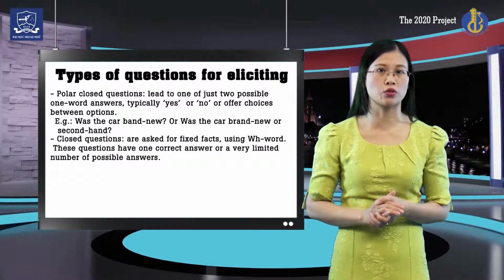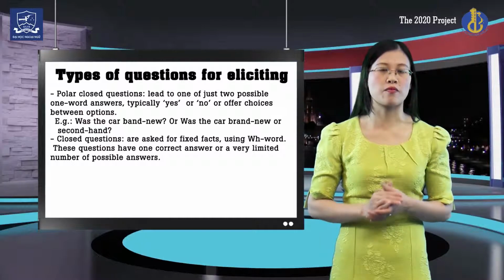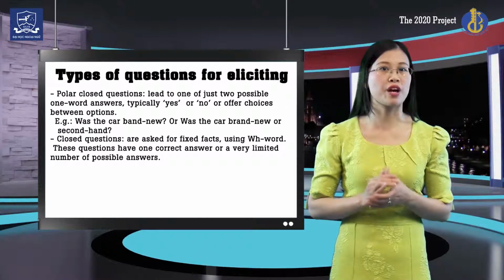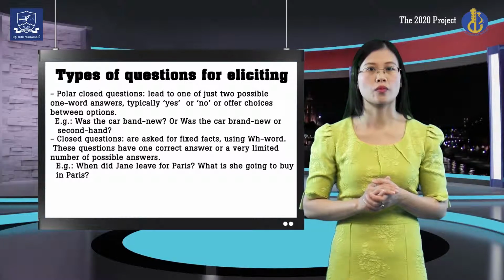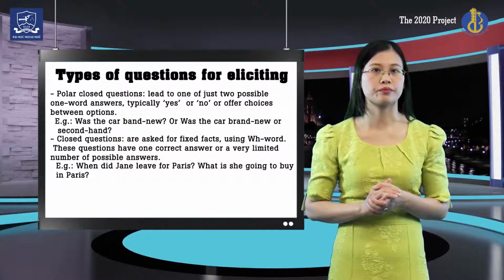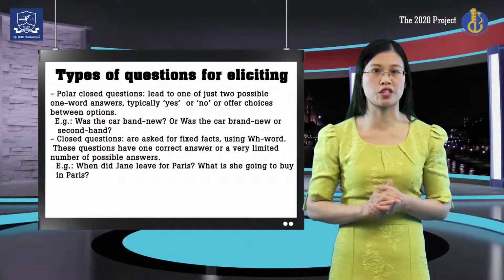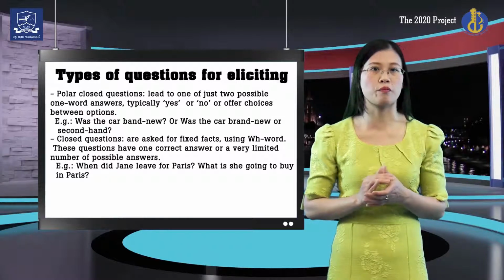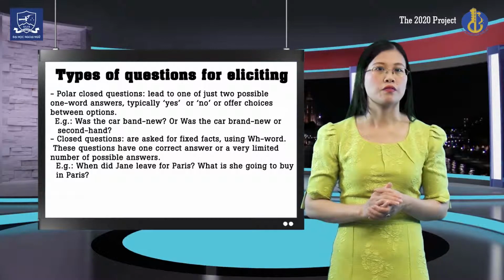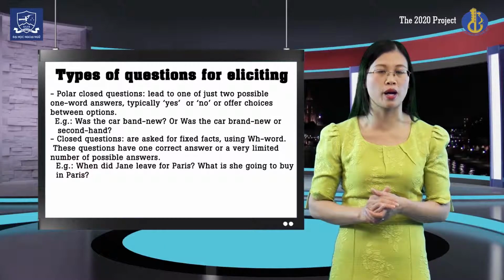Closed questions are those which are asked for fixed facts using W-H words. These questions have one correct answer or a very limited number of possible answers. For example, when did Jane leave for Paris? What is she going to buy in Paris? For the first question, there may be only one answer on the date she left for Paris. For the second question, there may be more than one thing she is going to buy in Paris.